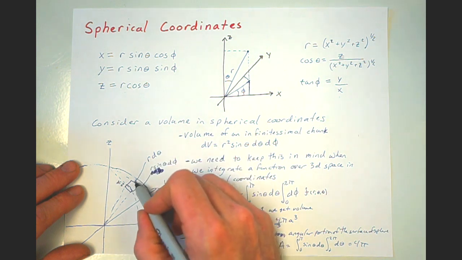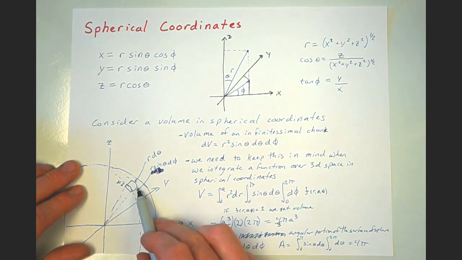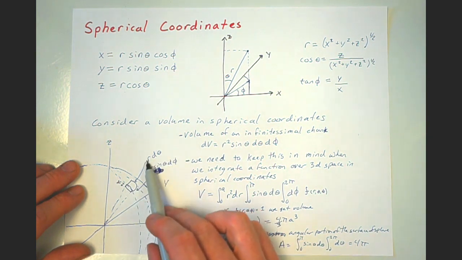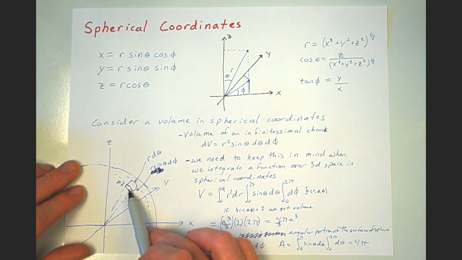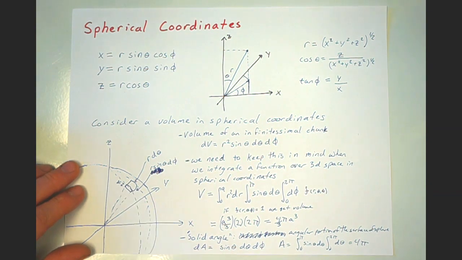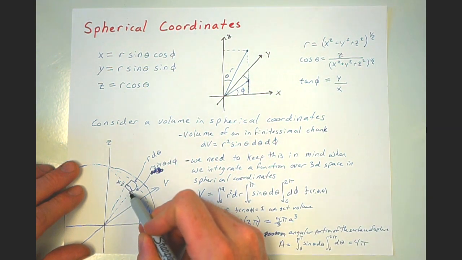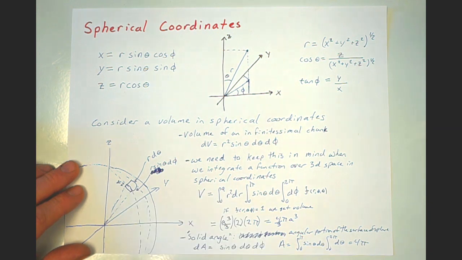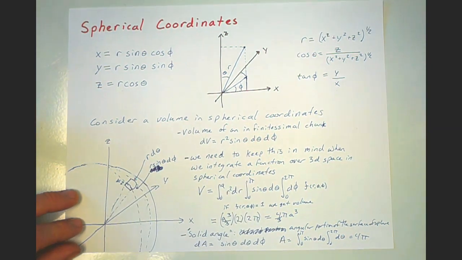Same thing with this side of the box. The length of the side of the box is given by r d theta. And so if we want to figure out the volume of this infinitesimal box that we've drawn on the surface of the Earth in spherical coordinates, we can't just perform an integral over dr d theta d phi. We need to take into account how far this is from the center of the Earth.